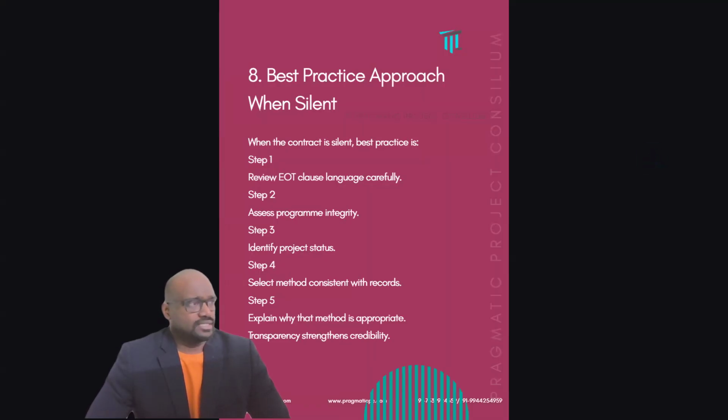So best practice, when the contract is silent: Step 1, review the EOT clause language carefully. Step 2, assess the program integrity. Step 3, identify the project status. Step 4, select a methodology consistent with records. Step 5, explain why the method is appropriate. Transparency strengthens credibility.